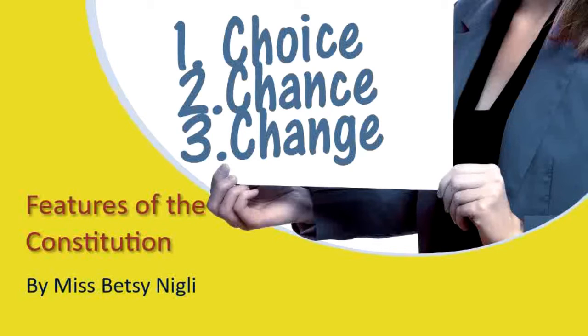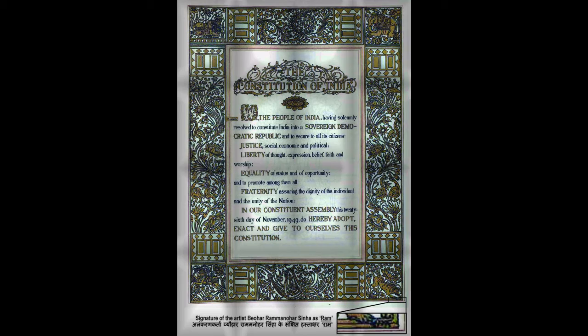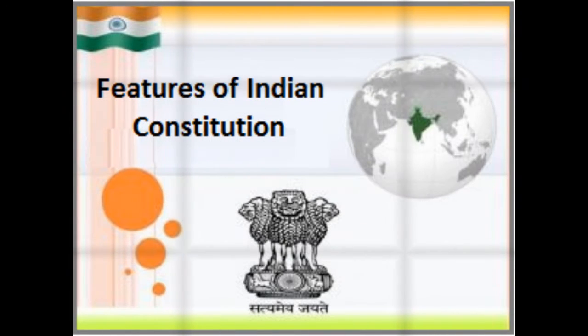So, shall we begin? In the last two lessons, we studied how our constitution was made. We studied its preamble and understood terms like sovereign, socialist, secular, democratic, republic. The goals expressed in the preamble are the characteristic features of our constitution as well. Apart from these, the constitution also has other features. We shall try to understand these in the present chapter.